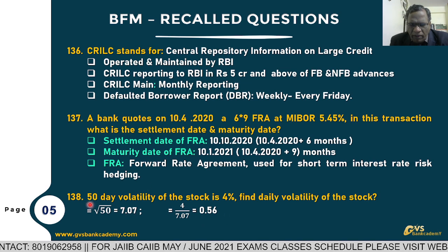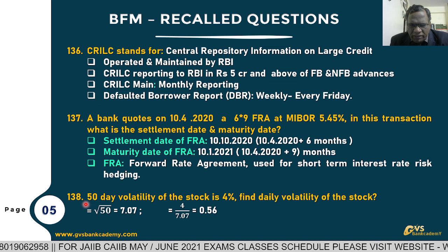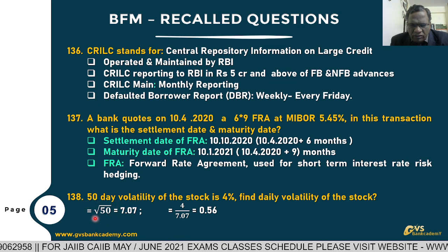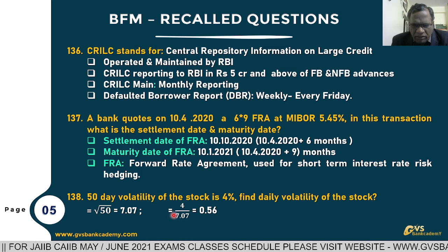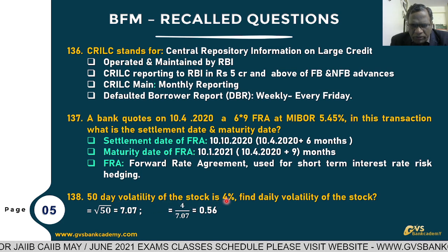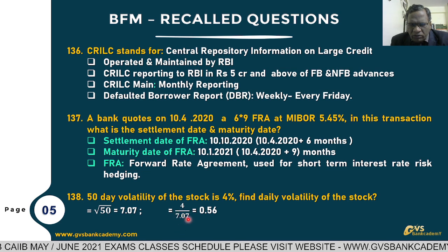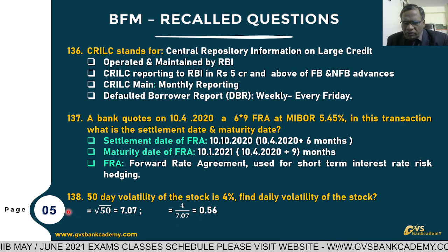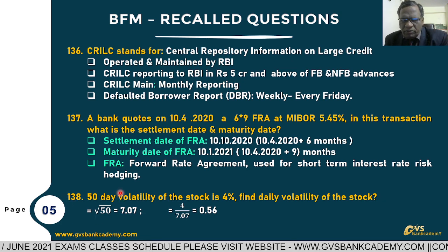Once again, the 50 days volatility of the stock is 4%, so first you have to calculate the square root of 50, which is 7.07. After that, the next step: the daily volatility is equal to 4 divided by 7.07, which is 0.56. This is a compulsory question; they ask it in each and every examination.